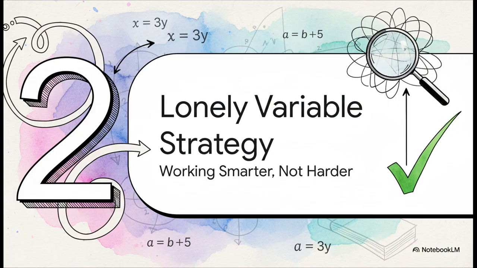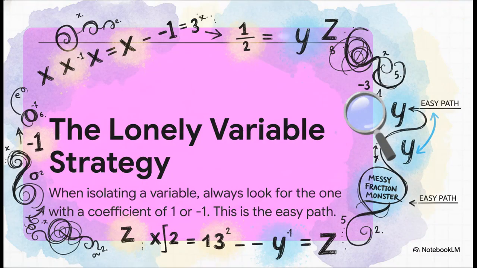And that brings us to the core idea for today. Honestly, it's more than just a rule. It's a whole strategy for making algebra way easier. It's all about looking at the problem and choosing the smartest, most efficient path to get to the solution. It's about working smarter, not harder. And here it is, the lonely variable strategy. When you're deciding which variable to get by itself, you always look for one that has a coefficient of 1 or -1. That just means a variable with no number in front of it, or maybe just a negative sign. This right here is your easy path. And trust me, its main purpose is to help you avoid dealing with messy fractions.